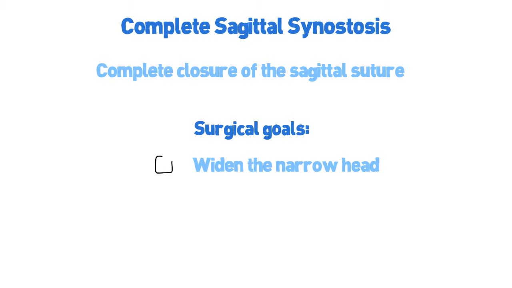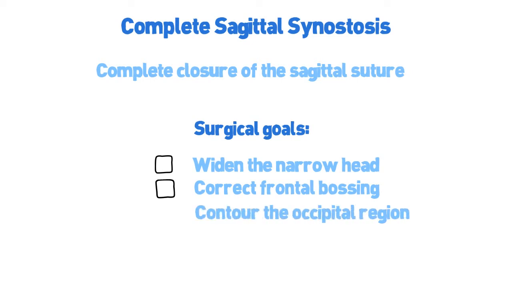Finally, we'll discuss complete sagittal synostosis, where both the anterior, or the front, and the posterior, or the back, parts of the sagittal suture are fused. The surgical goals presented in cases like this are to first widen the head, and then second, correct frontal bossing, and third, contour the occipital region. You can see a combination of the goals from anterior or posterior sagittal synostosis combined to result in these goals.